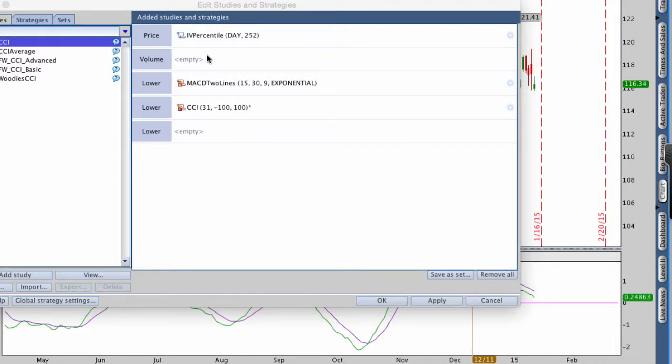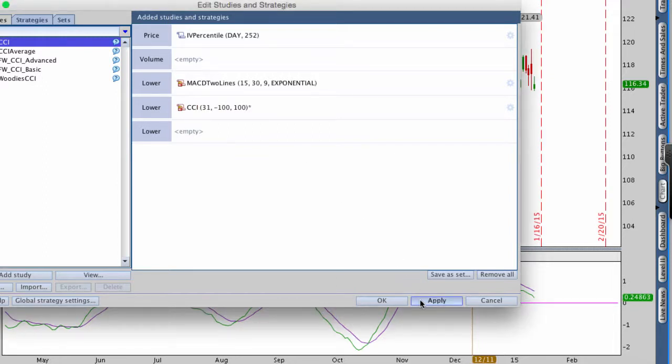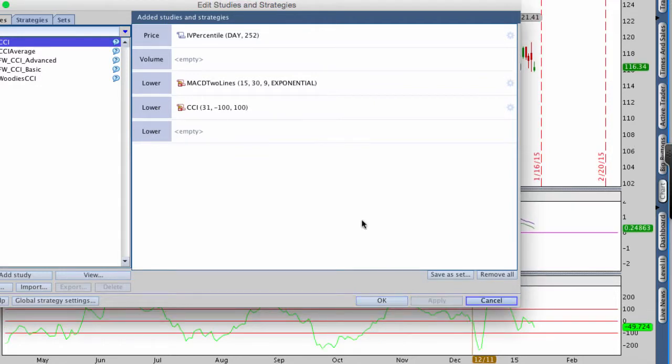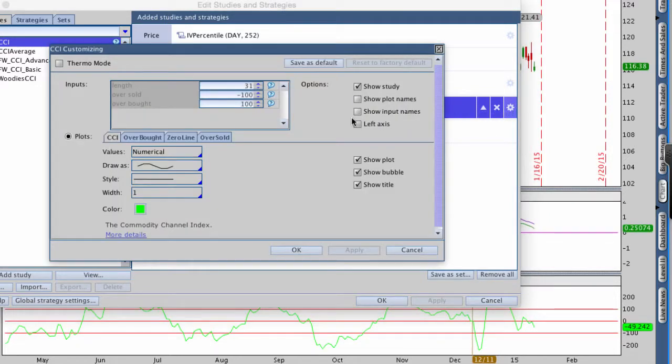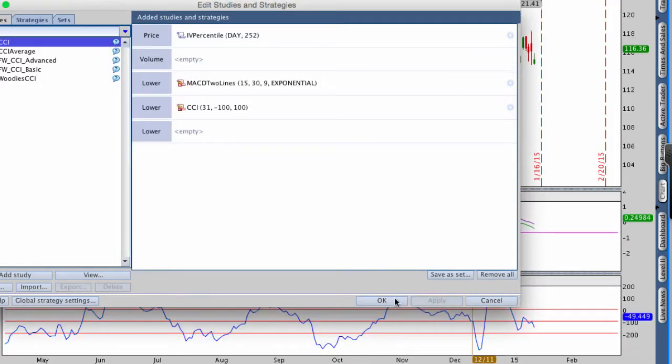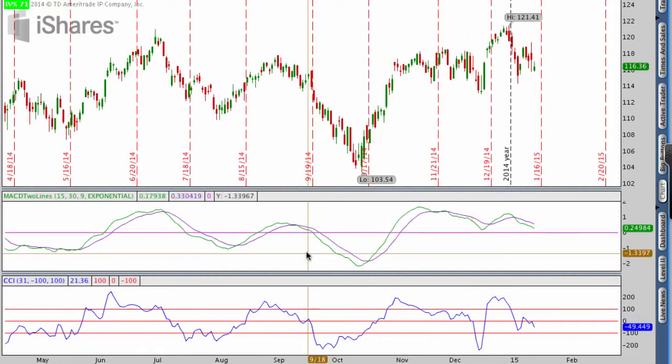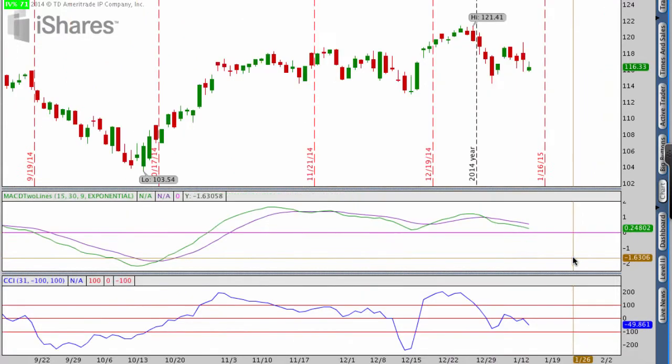So the way that I use CCI is for basically trend analysis, judging to see where the market is relative to an overall trend. So what I'm going to do here is take the oversold and the overbought. I want CCI to be in blue, so I just want it to be a little bit more defined here. Okay. So here we are with CCI.